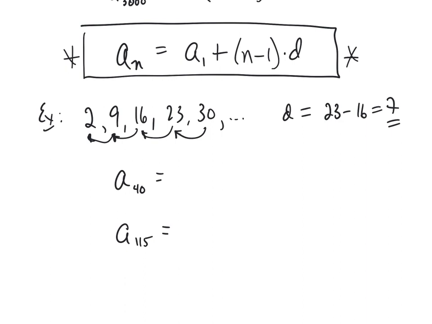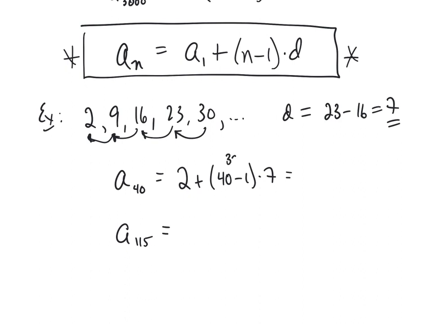Okay, so for the 40th term, what we need to do is start with the very first term in the sequence, a1, which is 2. Then add to that the value of n. The value of n is 40. Subtract 1 and multiply by the common difference, which is 7. Again, just doing PEMDAS in the correct order.